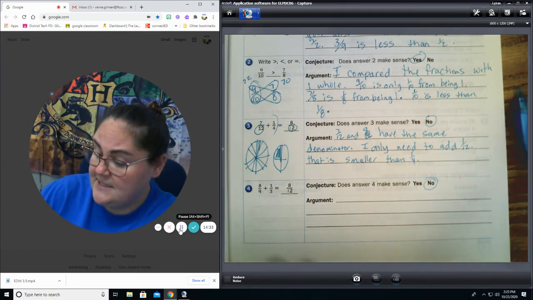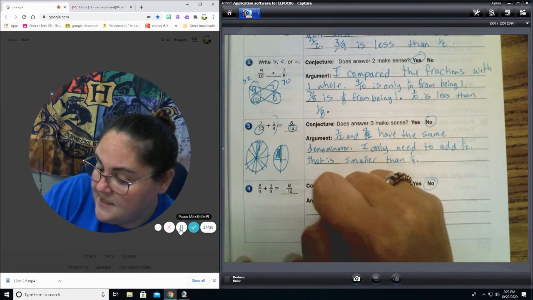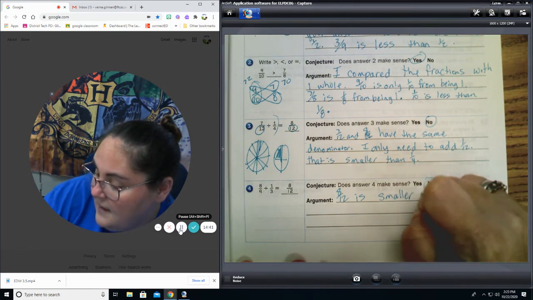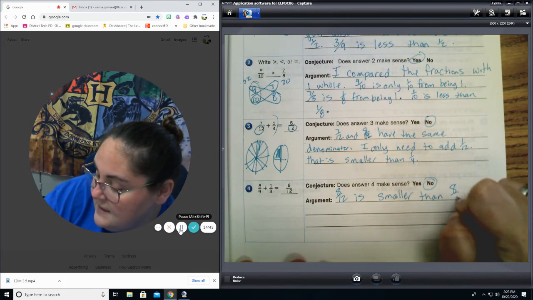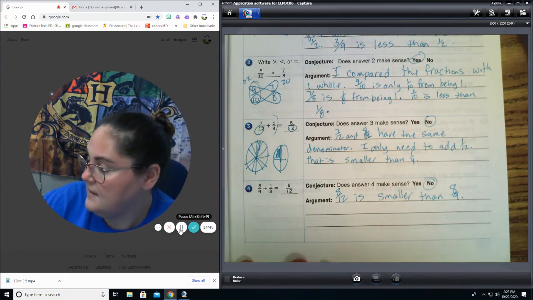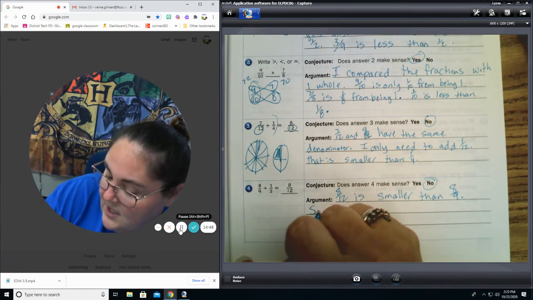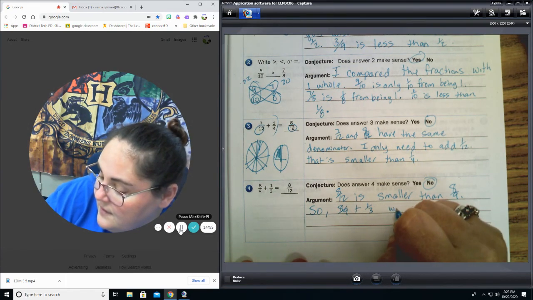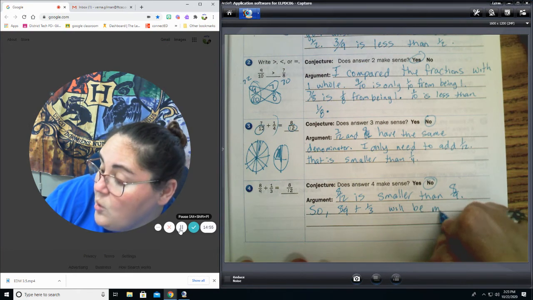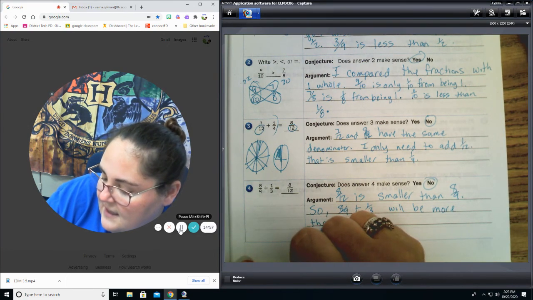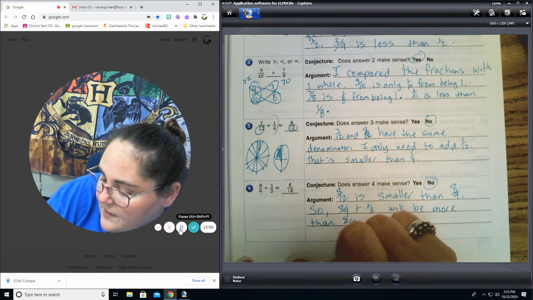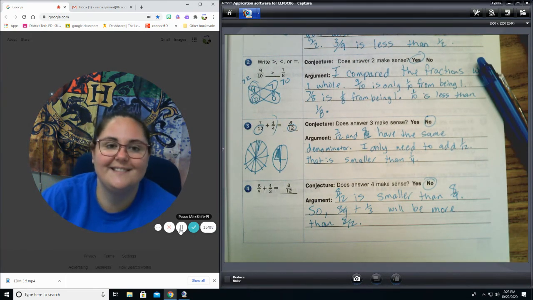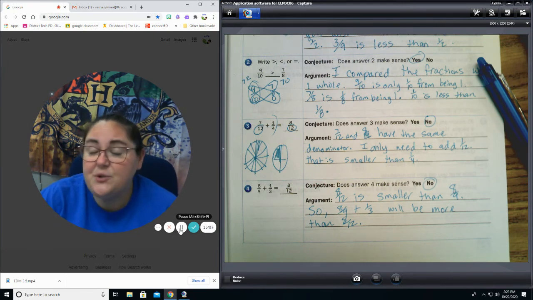And the reason why I know that this isn't going to work is because 8/12 is smaller than 8/9. So 8/9 plus 1/3 will be more than 8/12. Does it make sense? No. And this is why. This is a tricky thing to do.